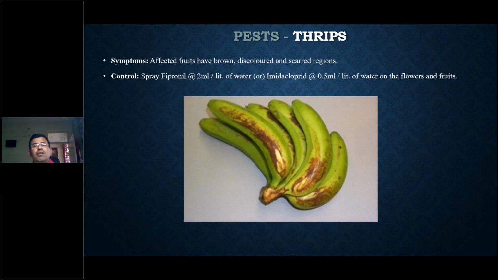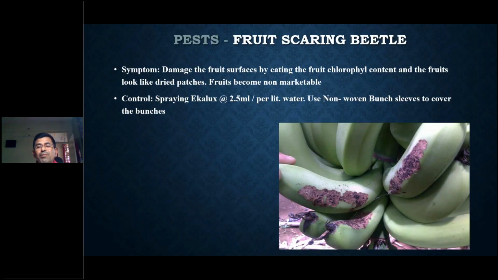When the flowering is opening, at that time itself, you can find a lot of thrips in the fruits. How to control? One is to go for a fipronil spray at 2 ml per liter of water, and Confidor 0.5 ml or acephate 1 gram per liter of water along with the sticker. You can mix it and spray, and we can also cover the bunch with bunch sleeves. This controls this pest.